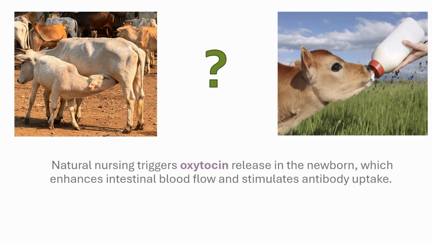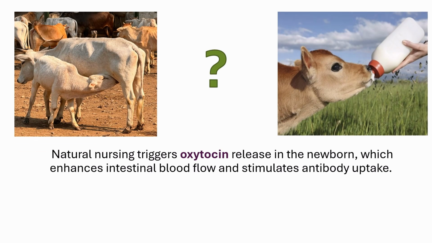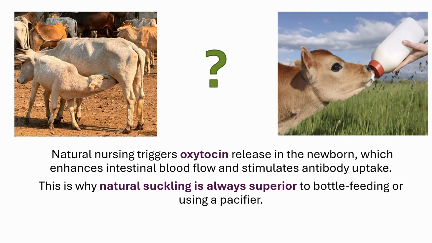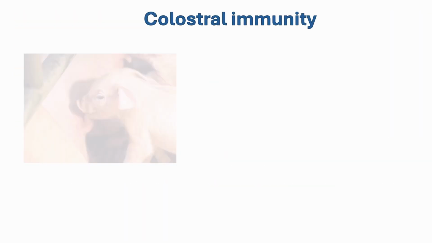Natural breastfeeding does more than just deliver nutrients. It triggers the release of oxytocin within the newborn's body. This hormone acts as a powerful regulator, increasing blood flow to the intestinal tract and significantly stimulating the absorption of immunoglobulins. This is why natural suckling is always superior to bottle feeding or using a pacifier.